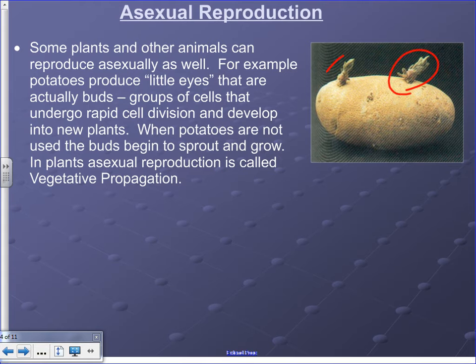You get these little eyes. They can become leaves and things like that, but any plant that grows from that is genetically identical to the parent plant. We call that vegetative propagation. And you can do that with lots of plants.